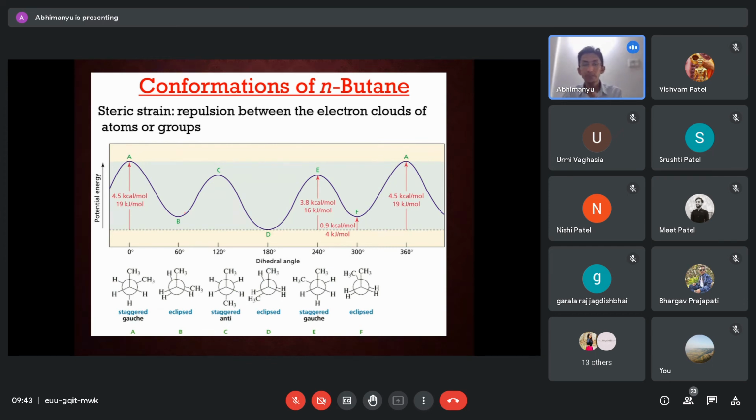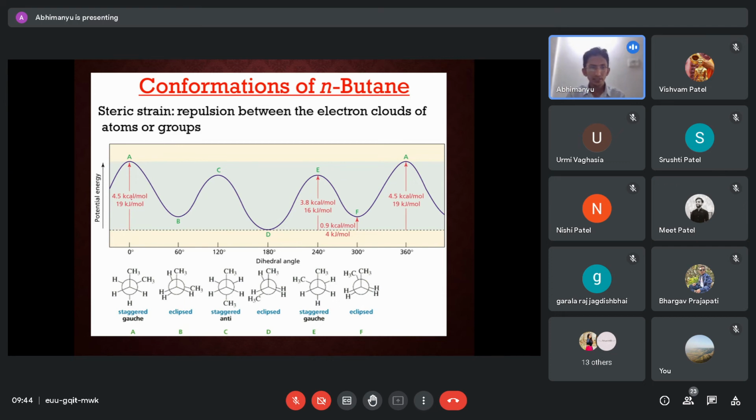Again, same question. What are the total possible conformations of normal butane? ભાઈ નોર્મલ બ્યુટેનમાં કેટલા કન્ફર્મેશન પોસિબલ હશે? તો કે ઇન્ફિનિટ નંબર. Answer is the infinite number. But in this topic, I will discuss only stable conformations.